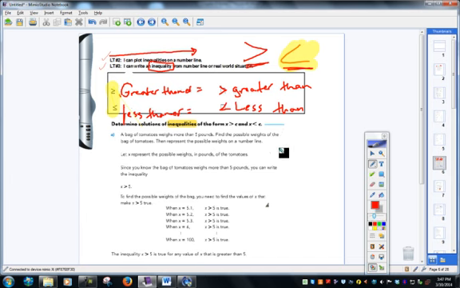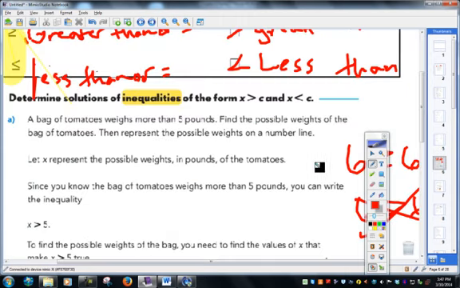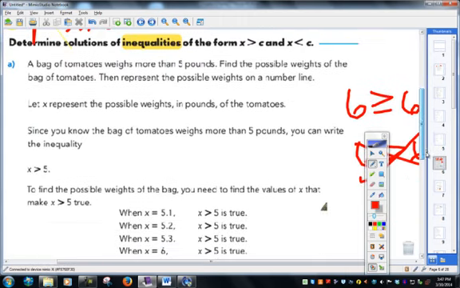Okay, for instance, 6 is greater than or equal to 6, but 6 is not greater than 6. That's not true. But 6 is greater than or equal to, because you have to add that equal to on there. Okay, so let's read through these questions here. And mine didn't copy all too well, so just bear with me.